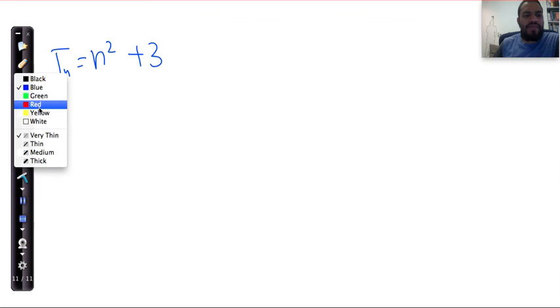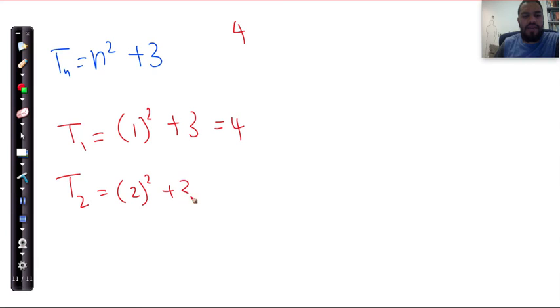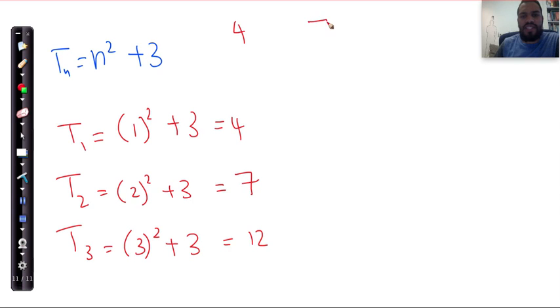Now remember, if I want the first term, T1 is going to equal 1 squared plus 3, and that gives me 4. So there's my first term. What about T2? It's going to be 2 squared plus 3, and that gives me 7. And what about T3? It's going to be 3 squared plus 3, which gives me 12. So there's my sequence, 4, 7, 12. What about T4? I put 4 in n, and I get 4 squared plus 3, which is 16 plus 3, and that's 19.